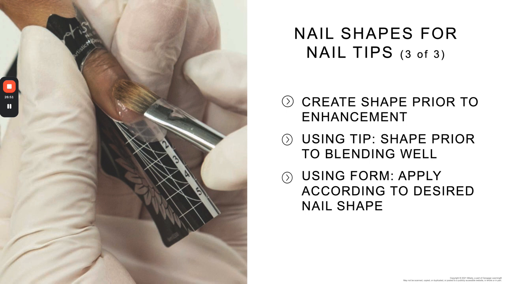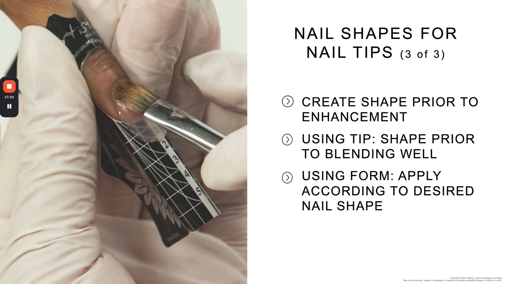So it's important to know from the beginning of the service so you can create the shape with tip or form prior to applying your enhancement product. So always know what shape your clients want. And then when using a tip, you want to file the basic shape onto the nail tip prior to blending the welt or contact area, because once that welt is blended, it's hard to go back in and file and shape that nail. So always do your shaping and then do your blending.